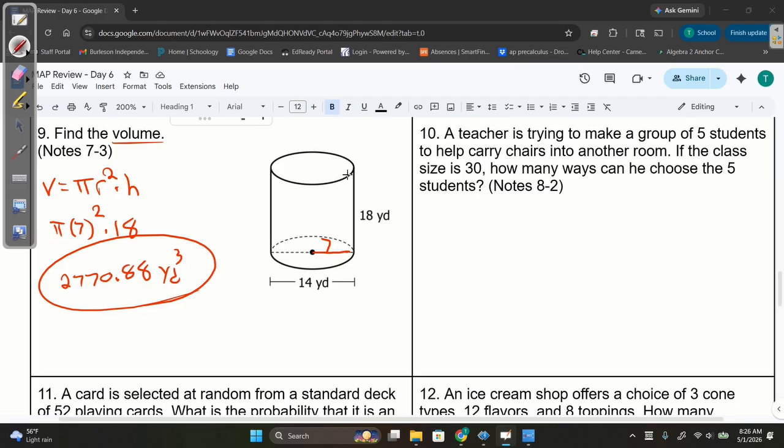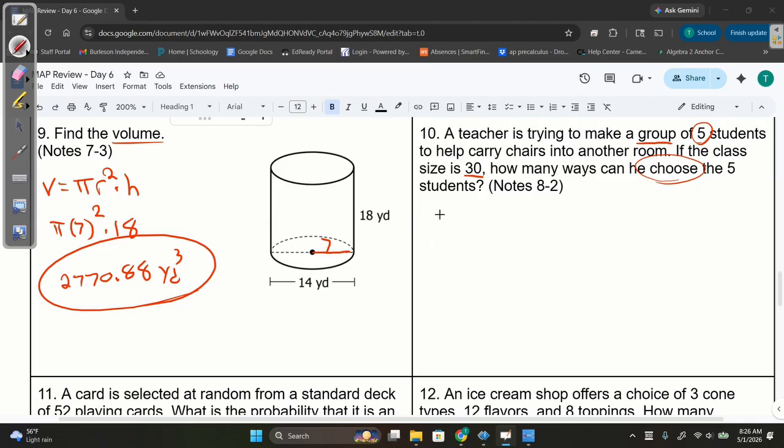Number 10 says a teacher is trying to make a group of 5 students to help carry chairs to another room. If the class size is 30, how many ways can he choose the 5 students? These are 2 keywords that point me to a combination.